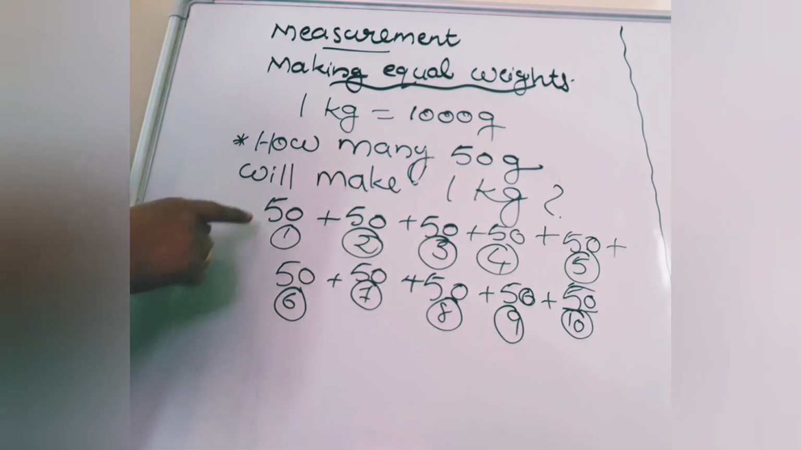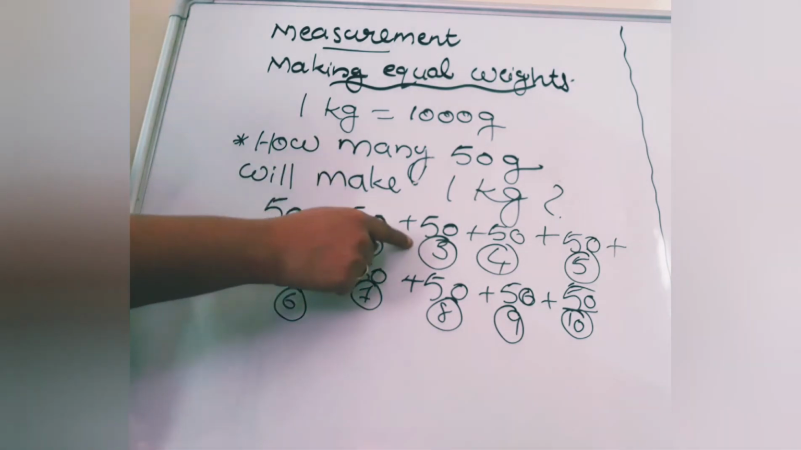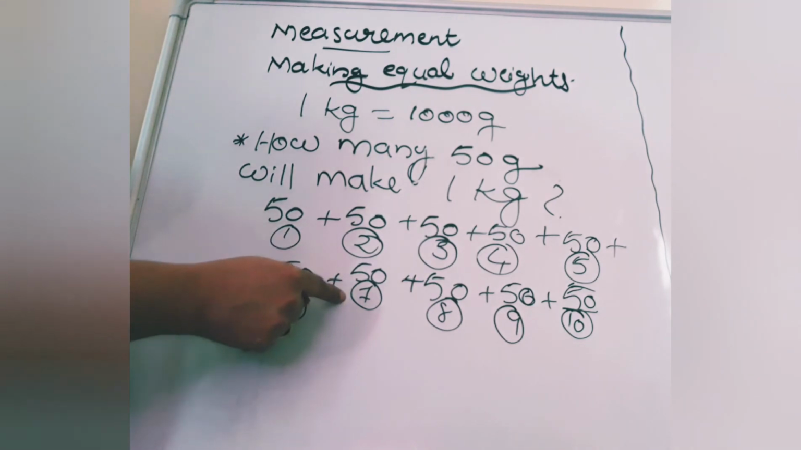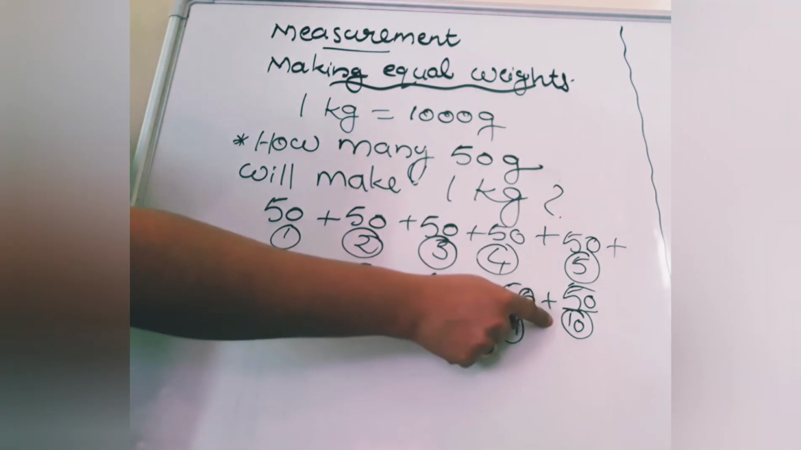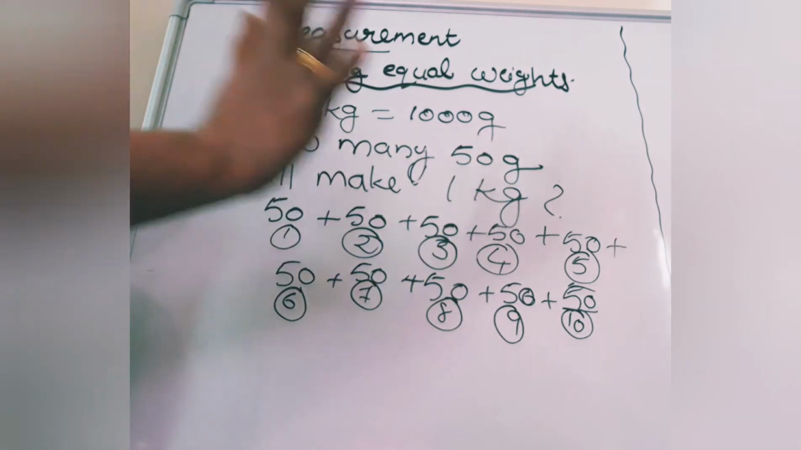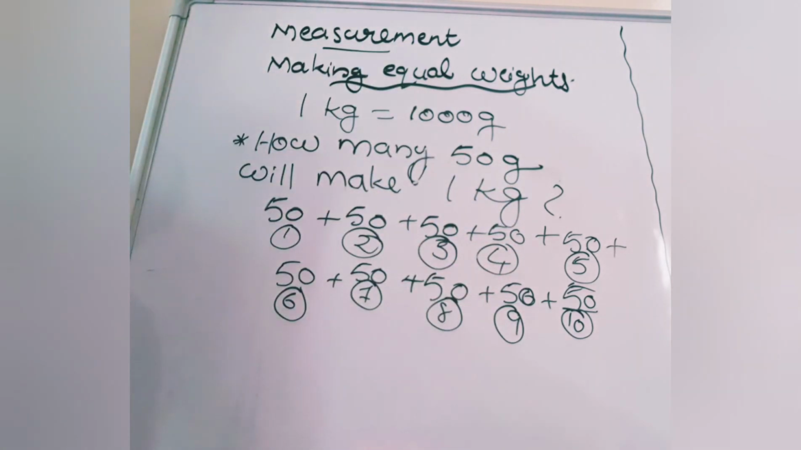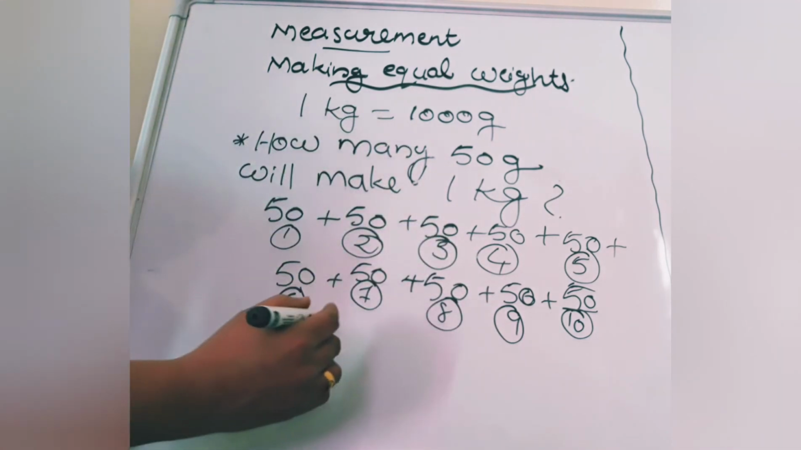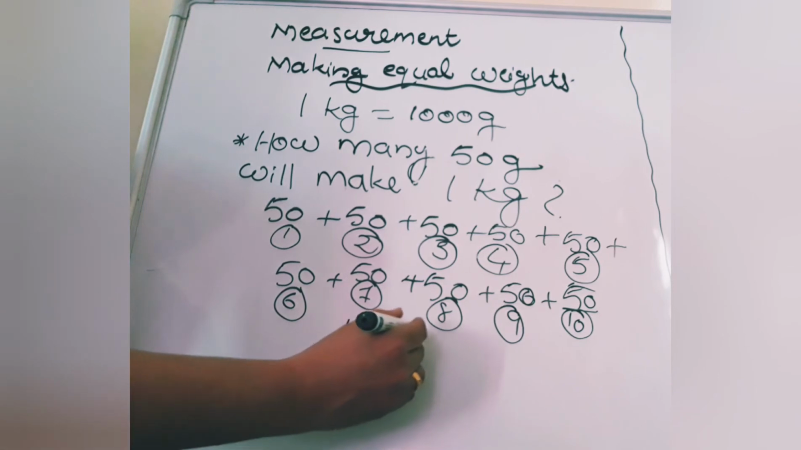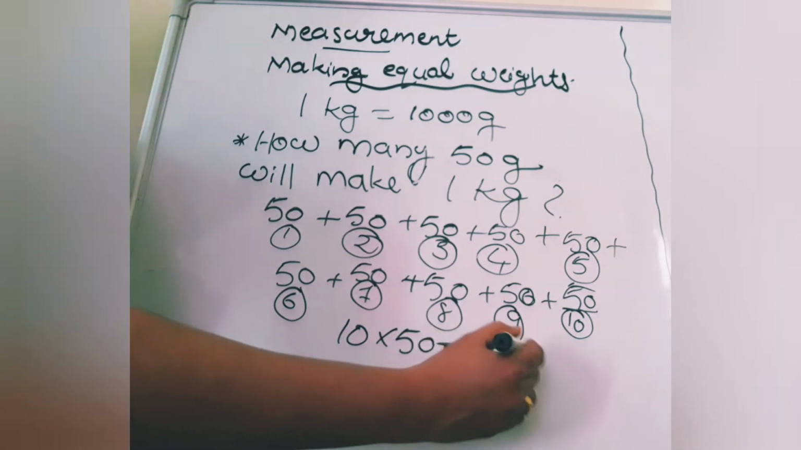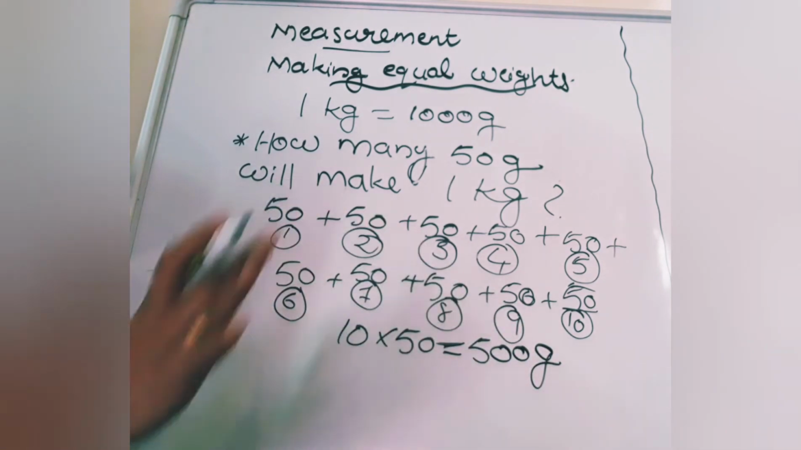Up to 10 you write and see. 50 plus 50, 100, 150, 200, 250, 300, 350, 400, 450, 500. 10 times when you take, you are getting 500, no? So 10 times 500 you can note down like this. 10 into 50 or 10 times 50 is equal to what? 10 times 50 gram is equal to 500 gram.